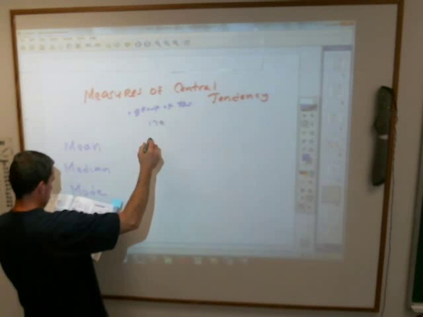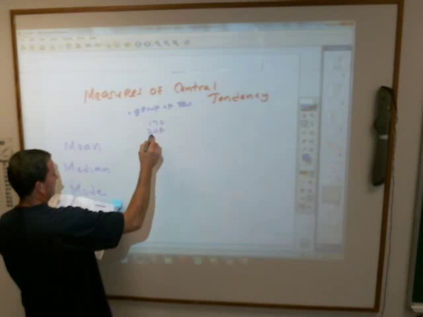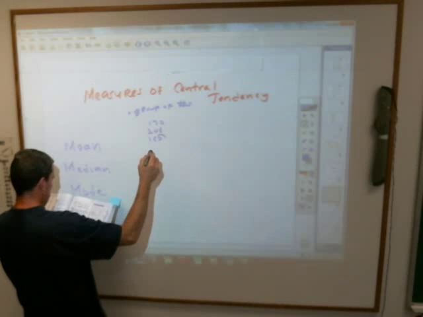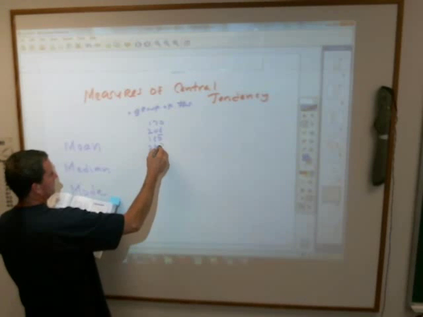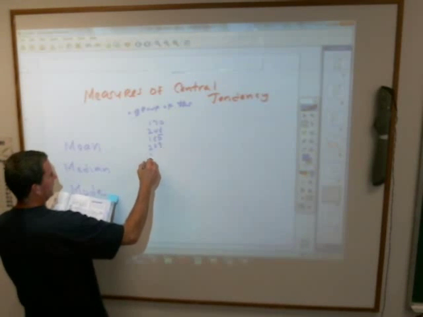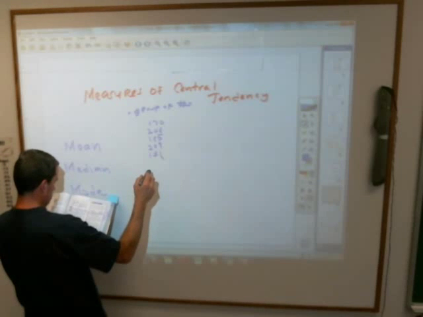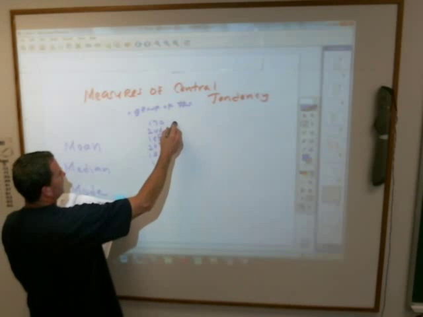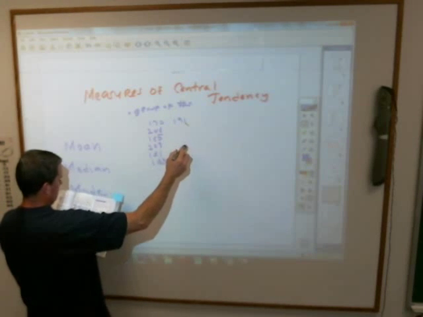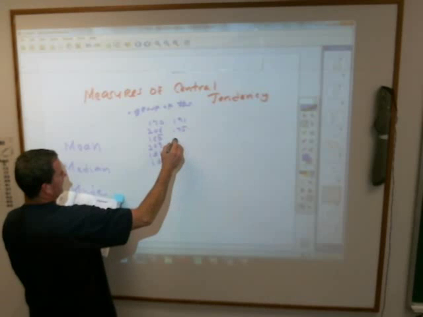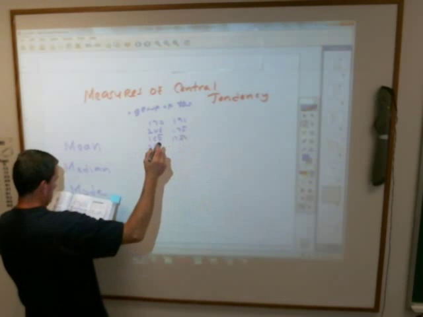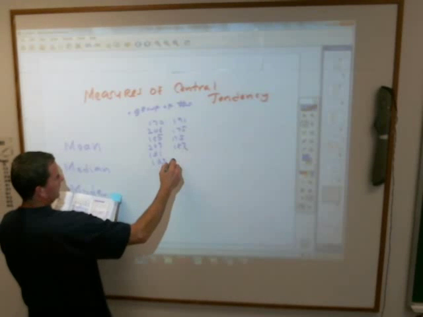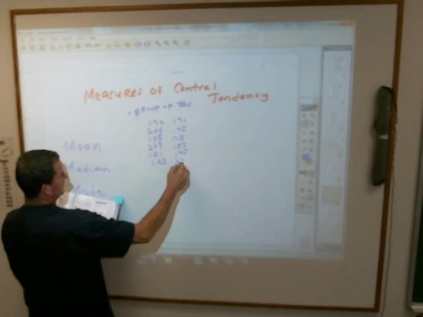If you want to follow along, just write these down here. 170, 208, 185, 209, 181, 183, 190, this gets a little tedious, 191, 175, 175, 187, 195, 219.